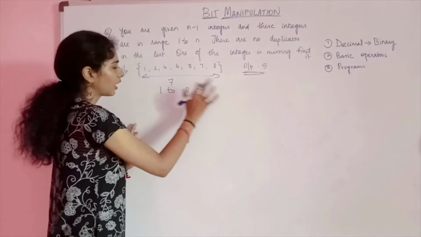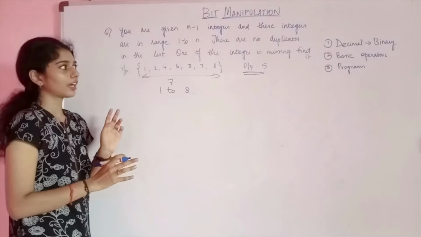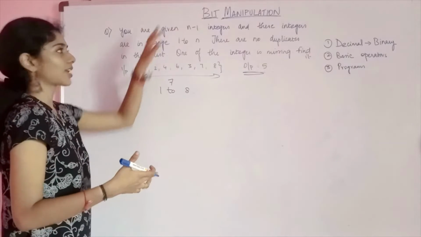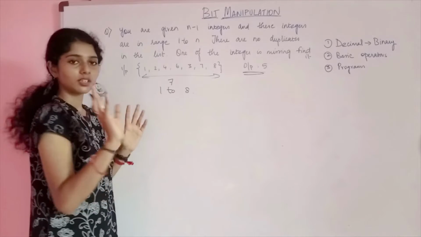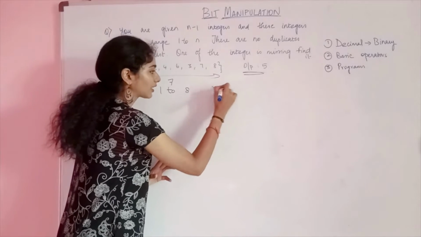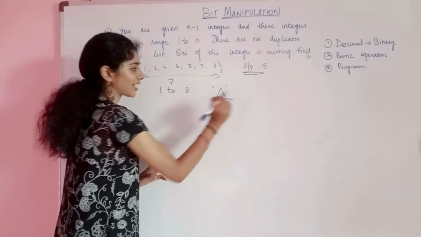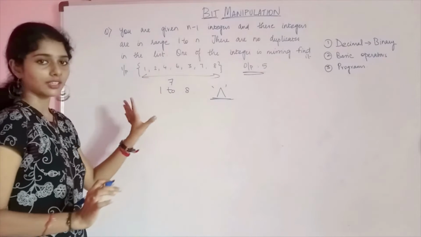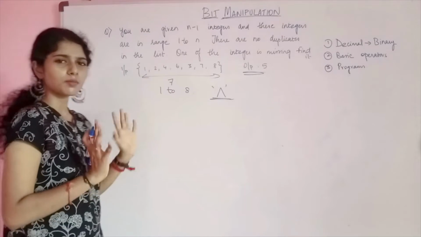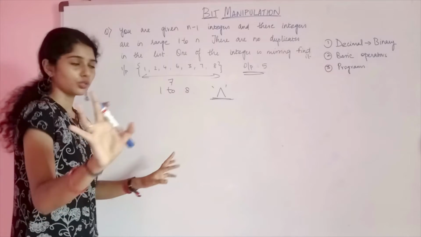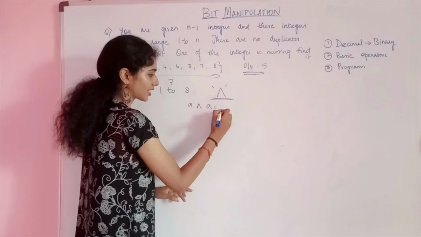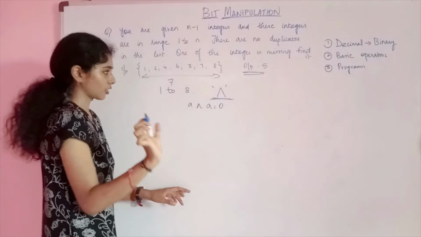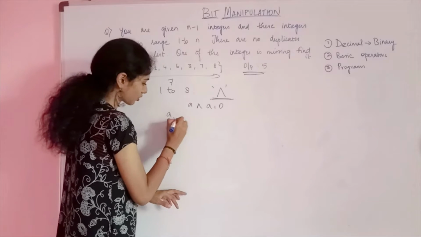So how can we solve it? There are various ways of solving it, but this chapter is bit manipulation, so we solve it in terms of bits. The key hint is you have to use the XOR operation in order to solve this question. So how am I supposed to use the XOR operation? What do you know about XOR? If two same elements are combined using XOR, what will you get? You will get 0.